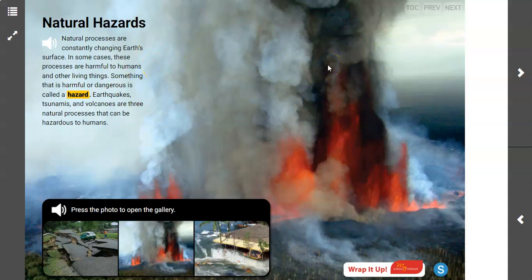Finally, we have tsunamis, and that's when something occurs underneath the water, like a volcanic eruption, an earthquake, or a landslide under the water, which causes the waves to form and move towards the shore. And those waves are very large, and when they wash upon the shore, they can cause damage to things like roads, buildings, or villages. They can destroy whole villages if they're that large when they come ashore.